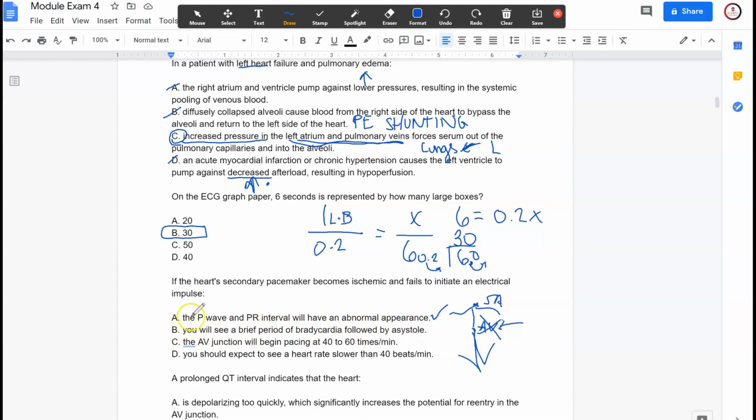No, because hopefully the next pacemaker picks up the slack. AV junction will begin pacing at 40 to 60 times a minute. They just said that the AV junction became ischemic and failed. So no, you should expect to see a heart rate slower than 40 beats a minute, right? Your intrinsic rate down here, which we just talked about above, is 20 to 40. So here's your best answer.